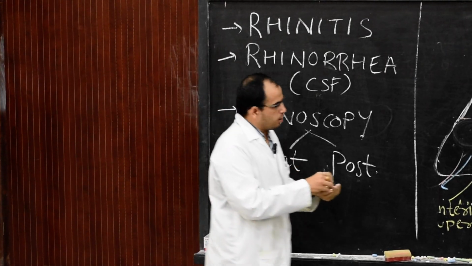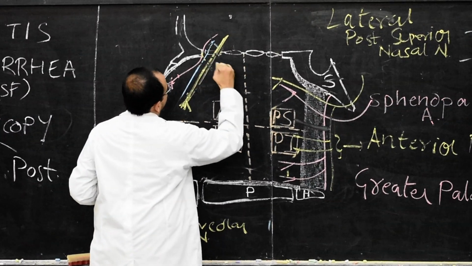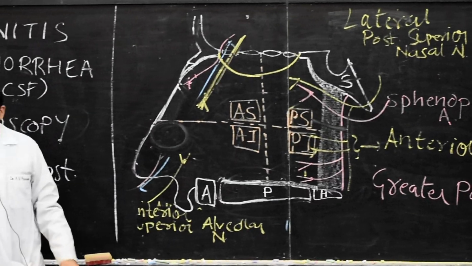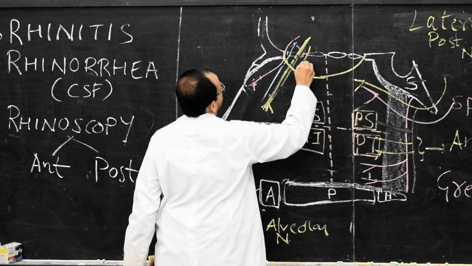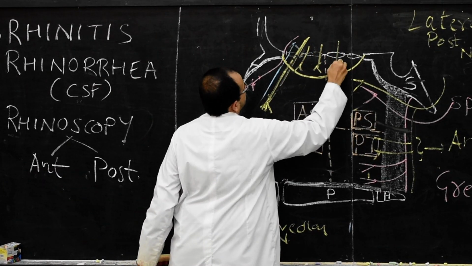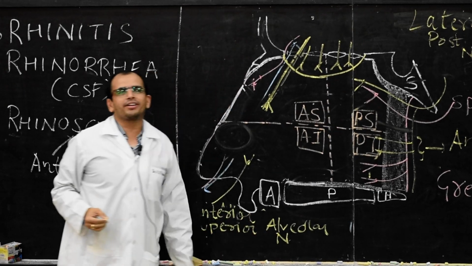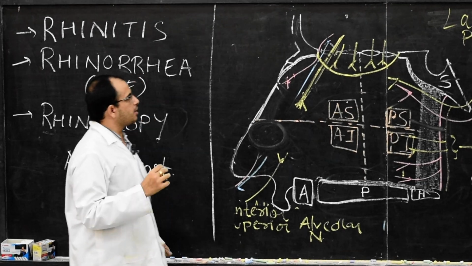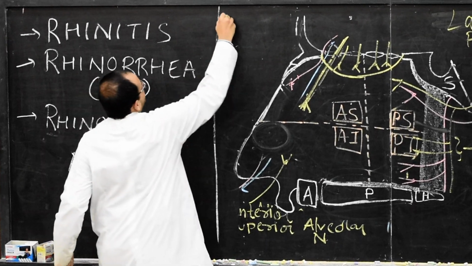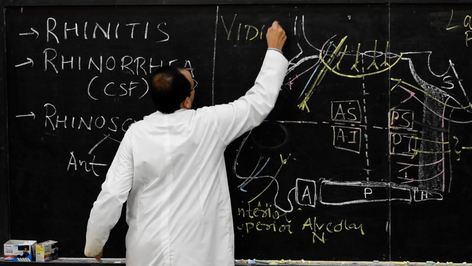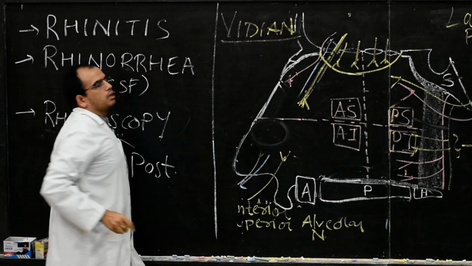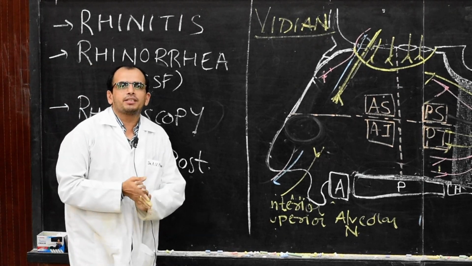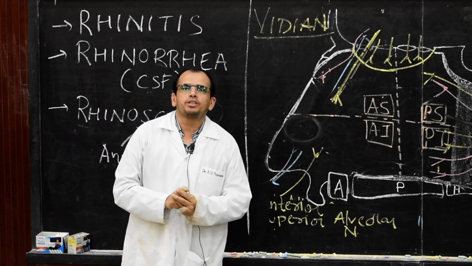Here one thing which I have missed is in the upper part, the roof of the lateral wall as well as the upper nasal septum, we have the nerve supply by the special nerves, that is the olfactory nerves, which will be the special nerves for the smell sensation. And apart from that, there will be one Vidian nerve, or you can say the nerve of the pterygoid canal, which will be supplying the parasympathetic and the sympathetic aspect to the nasal cavity.